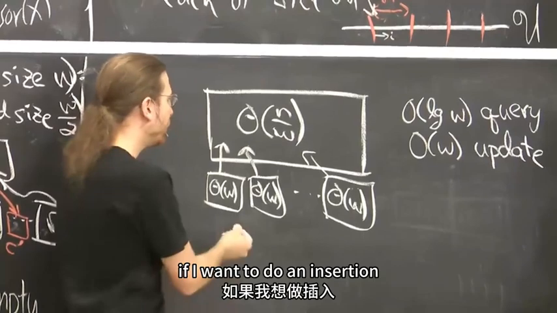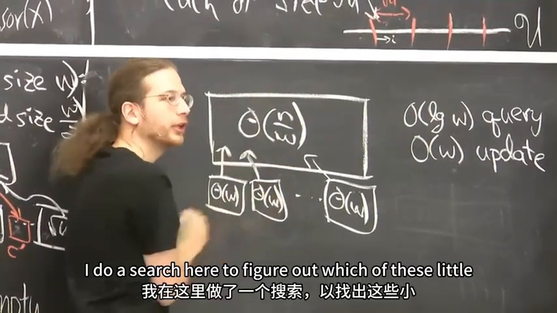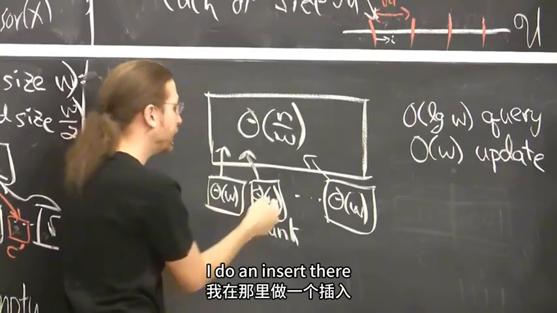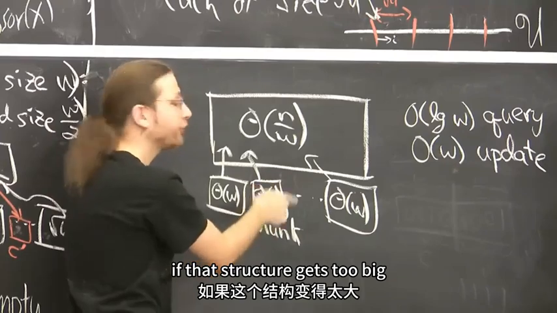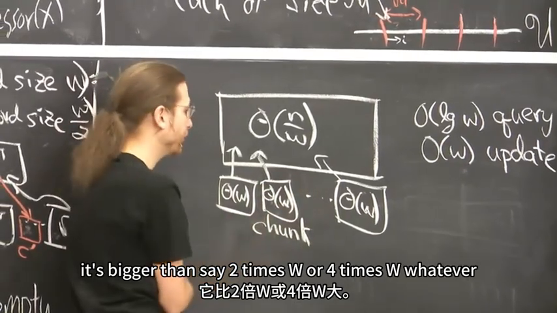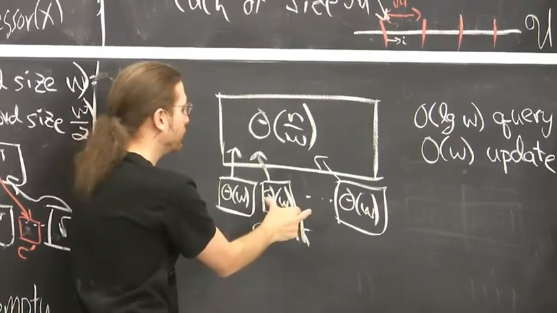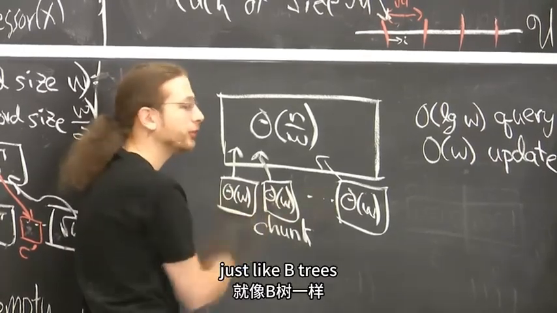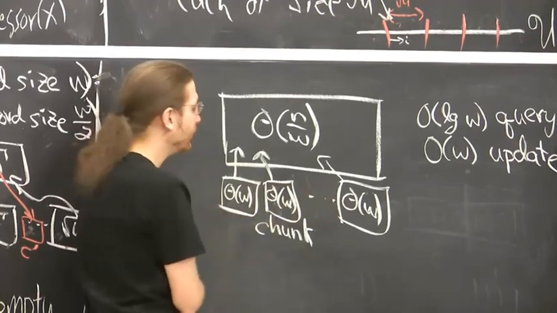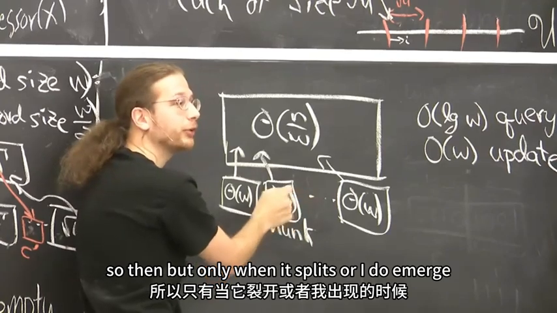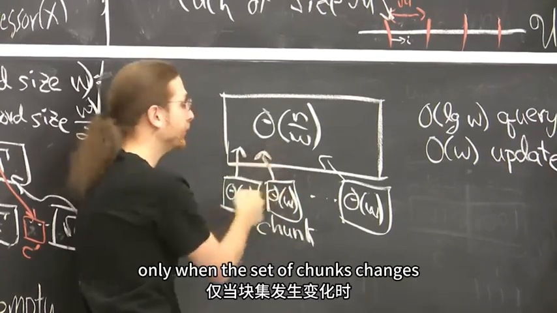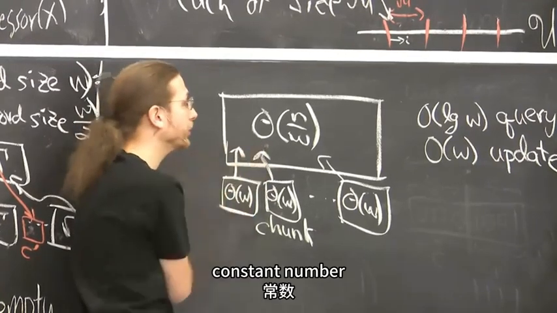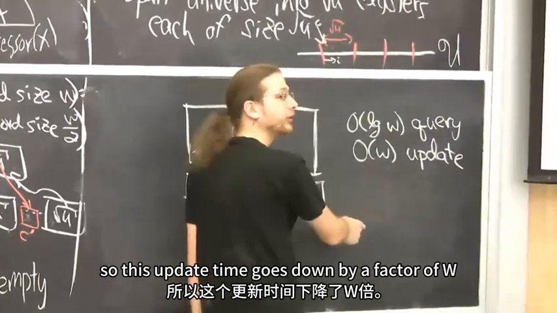If I want to do an insertion, I do a search here to figure out which of these little chunks it belongs in. I do an insert there. If that structure gets too big, bigger than, say, 2 times W or 4 times W, whatever, then I'll split it. And if I delete from something and it gets too small, I'll merge with a neighbor, maybe resplit, just like B-trees. We've done this many times by now. But only when it splits or I do a merge do I have to do an update up here. Only when the set of chunks changes do I need to do a single insertion or deletion up here, or a constant number. So this update time goes down by a factor of W.